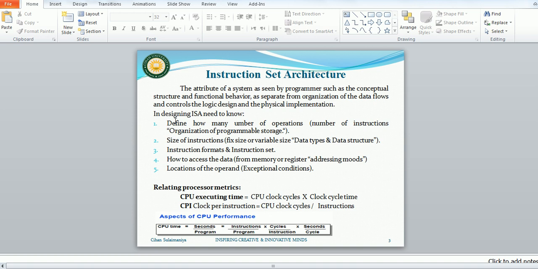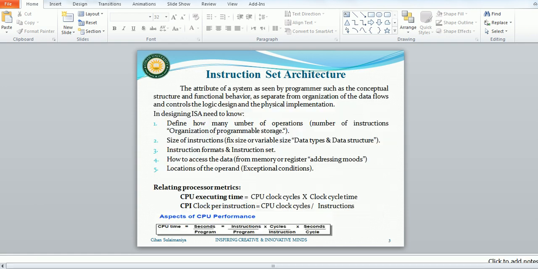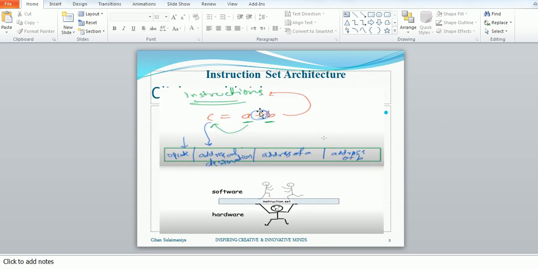Now, in order to design instruction set architectures, we need to know certain things. What do we need to know? Firstly, we have to know how many operations we have: one operation, two operations, how many operations, how many instructions. You also need to organize programmable storage for that, in order to store them. So we are going to store the number of operands here.